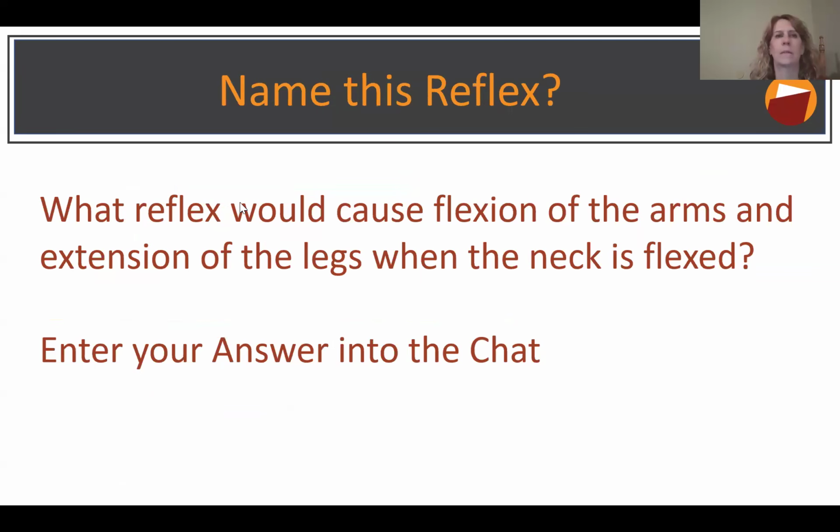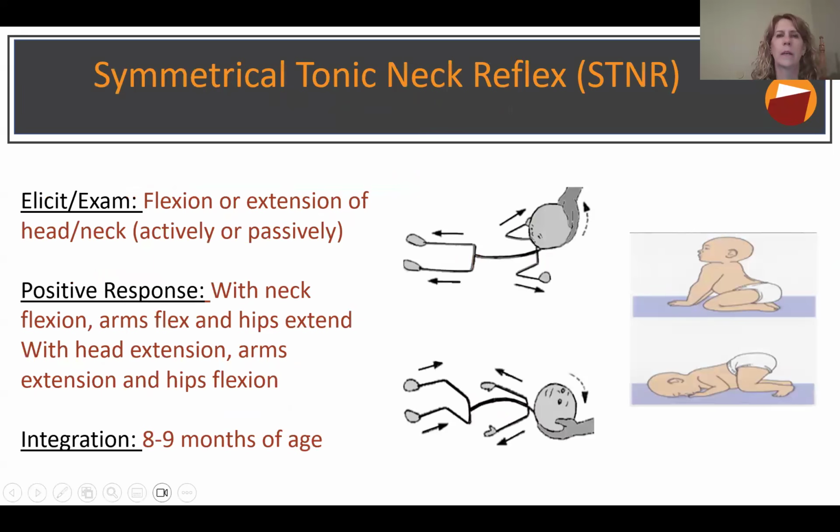Yep, STNR. Yep, very good. STNR. Good. All right. So an STNR is flexion or extension of the head, either actively or passively. This is symmetrical. So both arms are doing the same thing. Both legs are doing the same thing. So remember, ATNR, one arm was doing one thing, one arm was doing the other, and same thing with the legs, right? That was asymmetrical. So try and keep that in your brain.